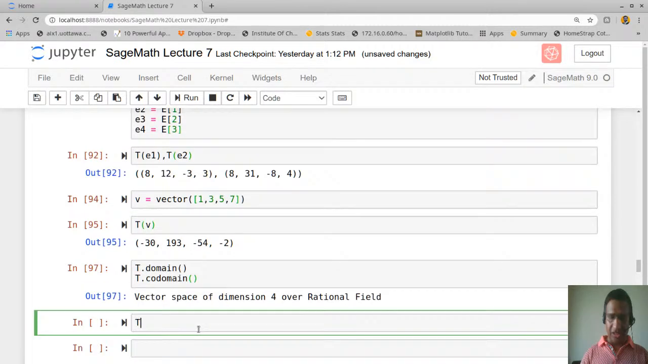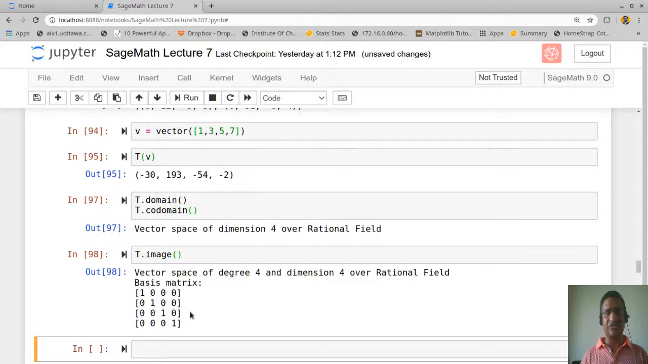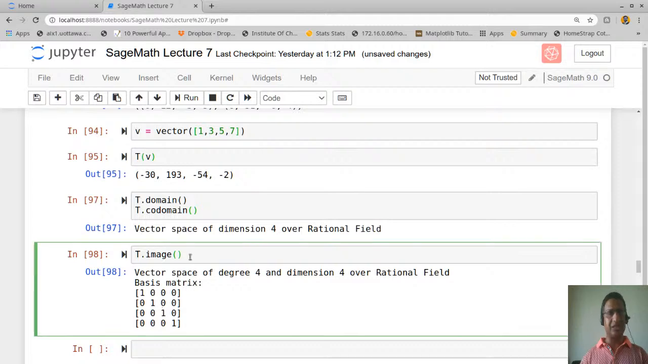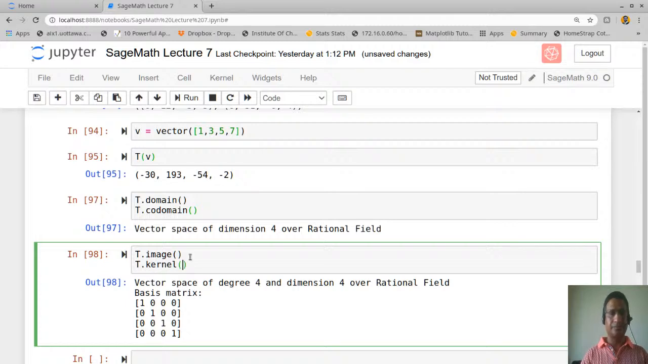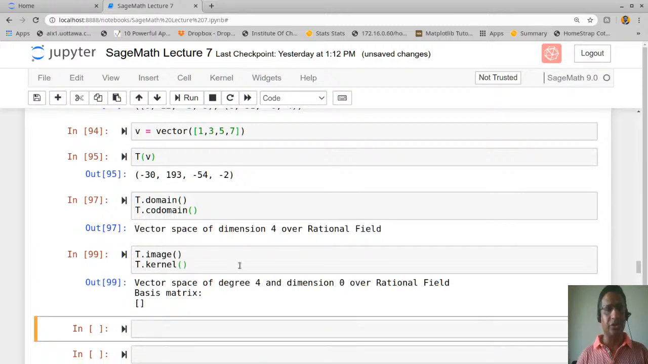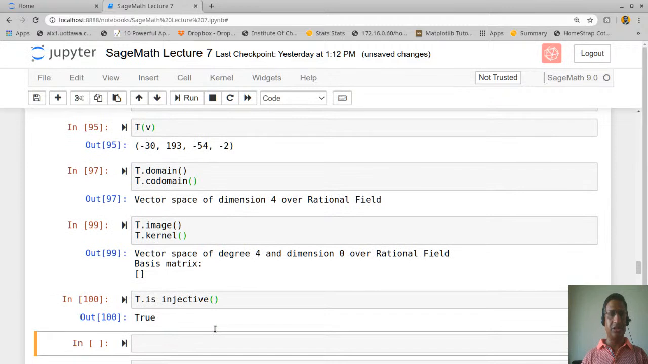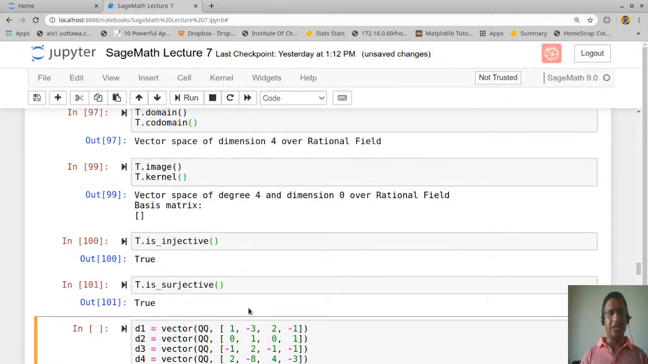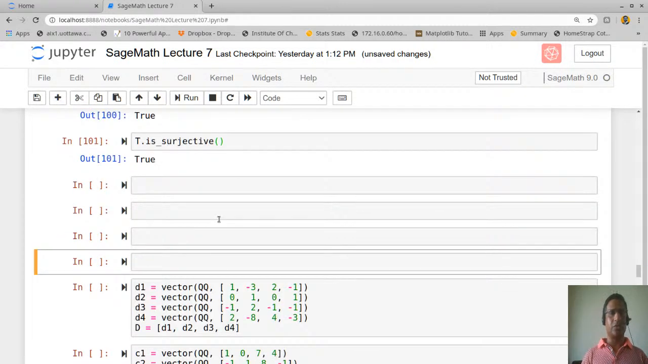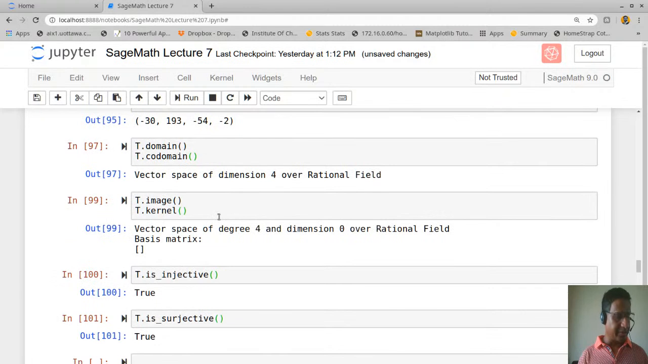You can find T dot image, so this image is, in this case, 4-dimensional. You can also find T dot kernel. Of course, we can check whether T is injective, with T dot is_injective, and in this case we know it is. Similarly, we can check whether T is surjective with T dot is_surjective. So you can check injective, surjective, all such things. Of course, you can do this manually also.